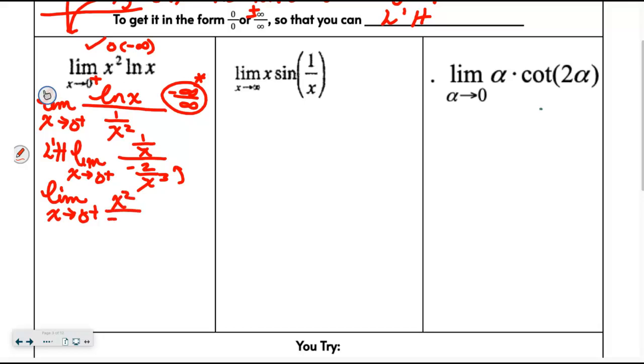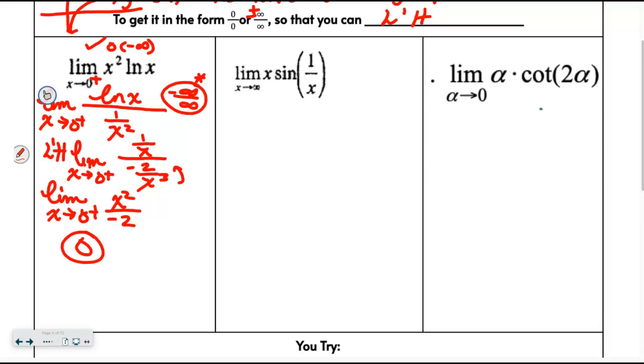Now I've arrived at an answer. What's my answer? 0. And I am done. Okay? So very straightforward for this one. All I did was realize I had a product. I wrote it as a quotient so I could get either one of those two forms so I could go to L'Hopital's rule. So let's go to the next one.